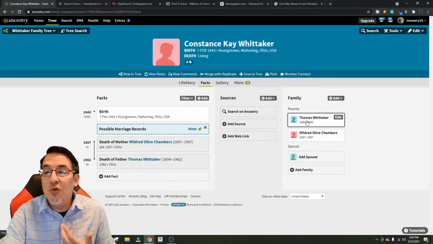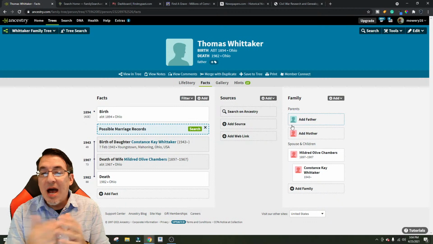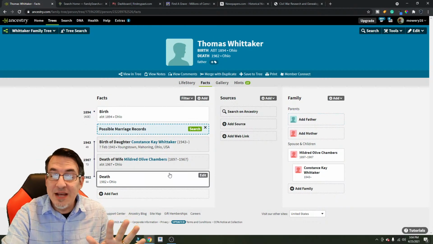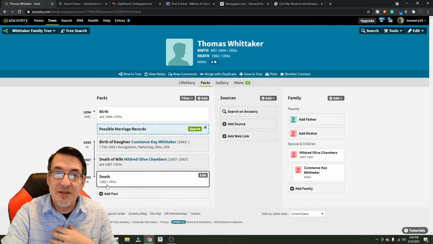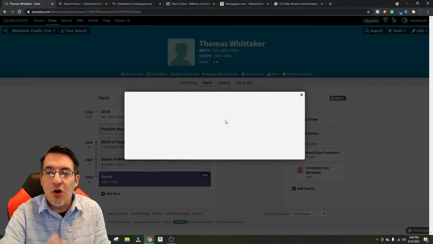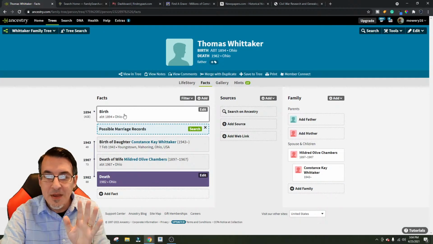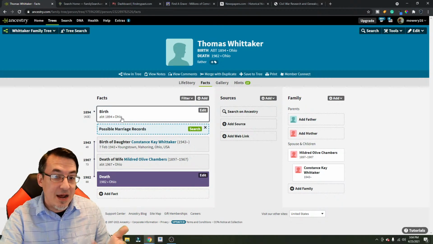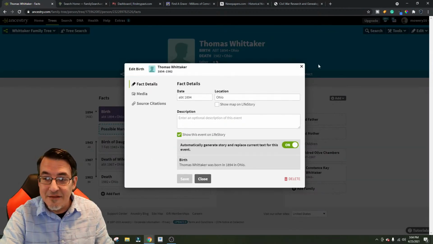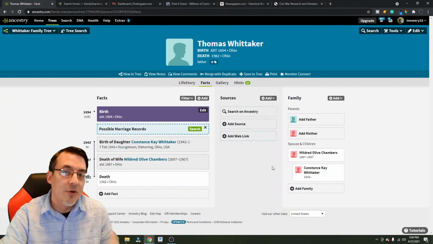So here's what I entered in. I knew my great-grandfather was 88 when he died. I knew I was 5 years old when he died. I was born in 1977, which means that he died probably in 1982. So I put that into the tree, that he died in 1982 in Ohio. That's all I've put in so far. Knowing that he was 88, I put in that he was born around 1894, again in Ohio, as though I don't know anything else.